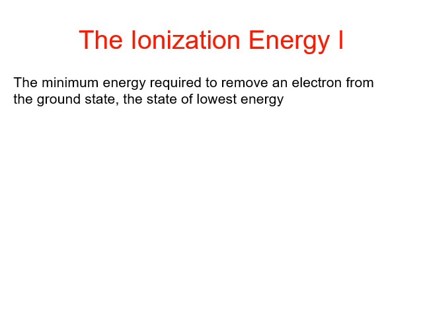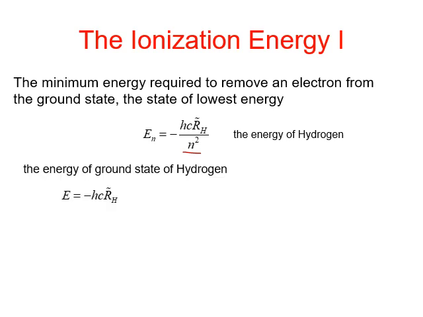From the last slide, we know that the allowed energies for the hydrogen atom are determined by quantum number n, described by this equation. And the lowest energy is when n equals 1. This is the minimum energy required to remove an electron from the lowest energy state, the ground state. This is the equation to calculate the lowest energy, also called the ionization energy.